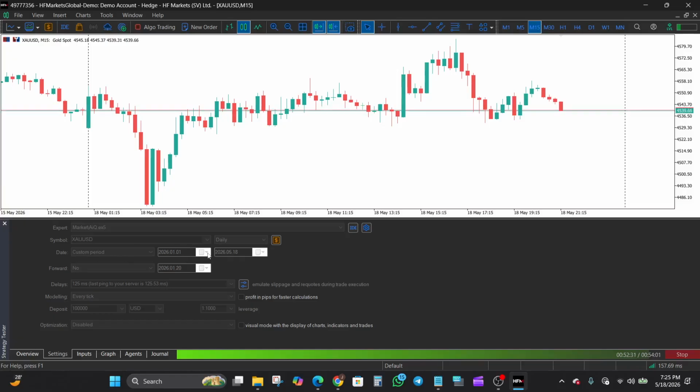We're testing it from the beginning of this year, 1st January 2026, till date. And for the delays, I prefer using the last ping to the server for better accuracy. And then we are using the every tick modeling.